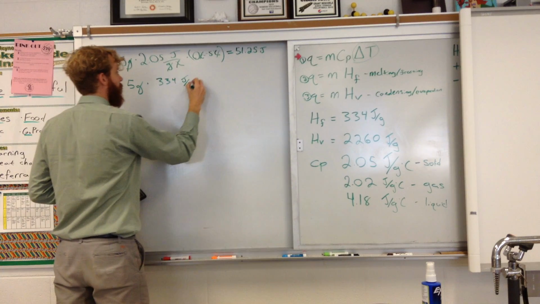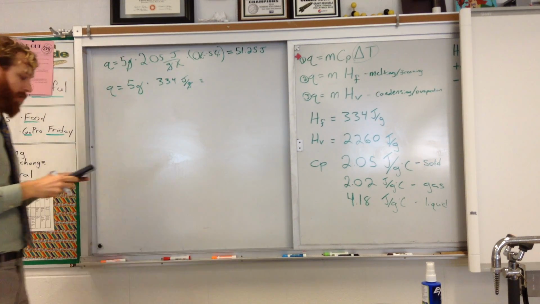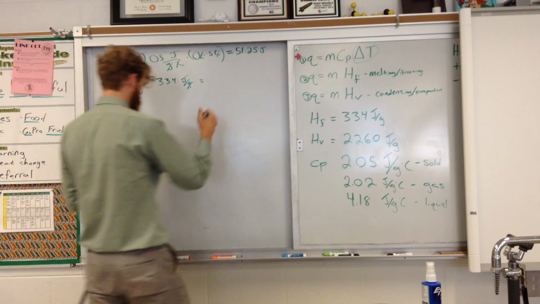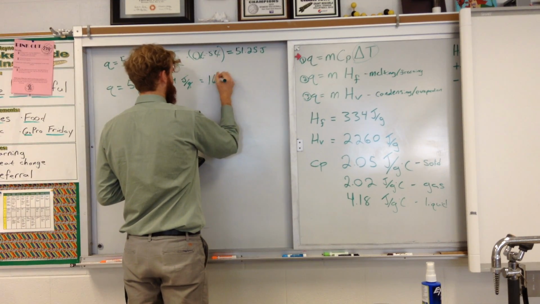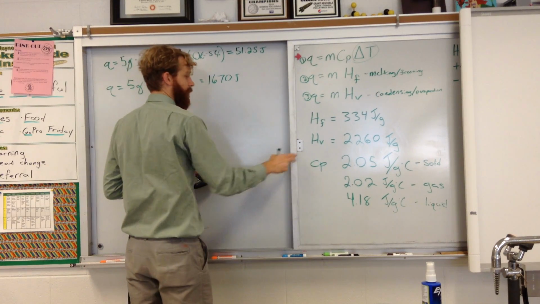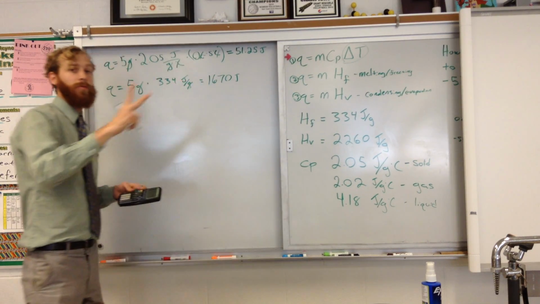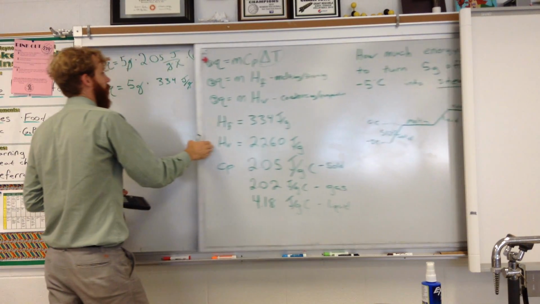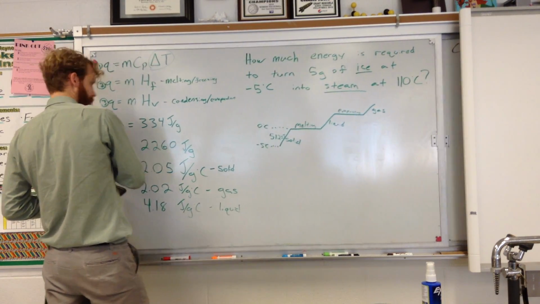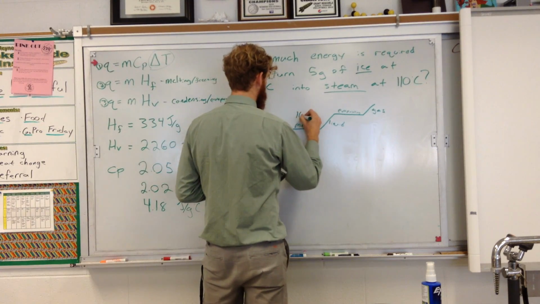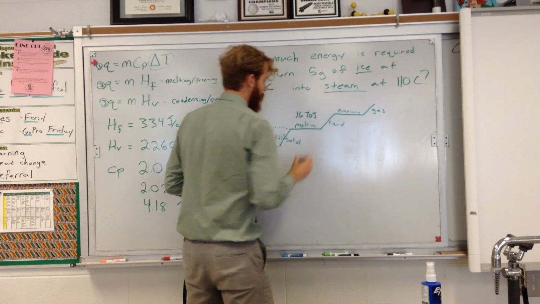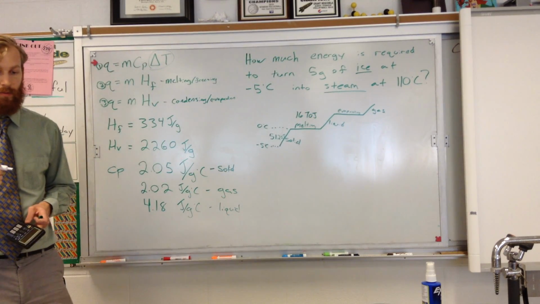My grams cancel out. We plug it into our calculator: 5 times 334, and we get 1,670 joules. So that's part 2. That's the melting. So we know how much energy it requires to melt it, and that was 1,670 joules. Now we have to talk about the next part.